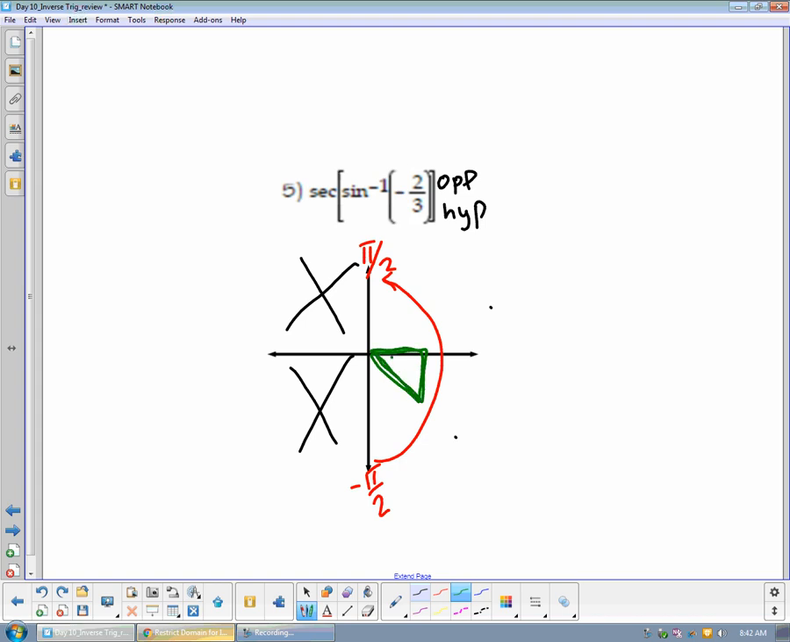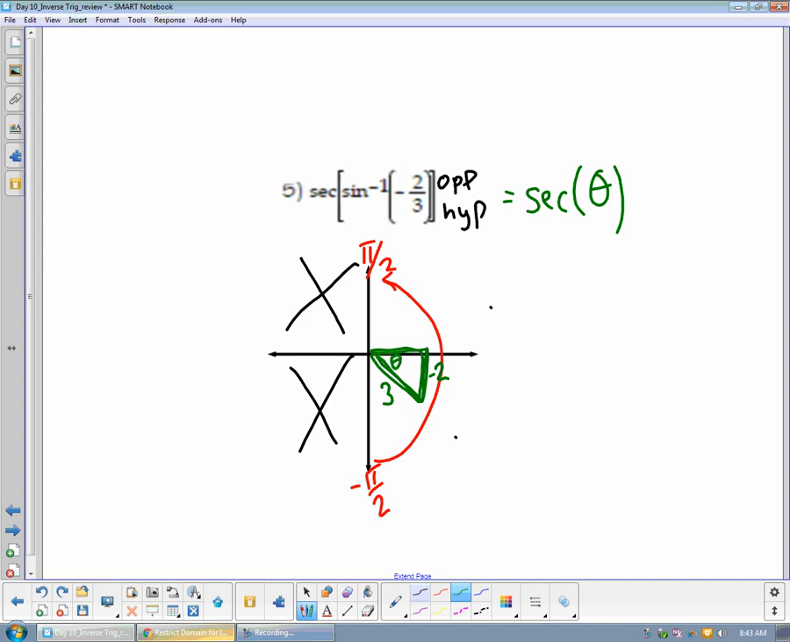I don't know what this angle is. I don't need to know what this angle is, but I do know that the opposite side of this angle is -2. We're in the fourth quadrant, so that y value is going to be -2, and the hypotenuse is 3. Now here's my angle, theta. I'm being asked to find secant of this angle, theta. I don't need to solve theta in order to do that.